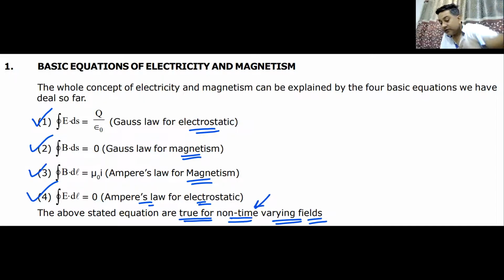Whatever fields we are talking about here, whether it is electric field or magnetic field, they should not vary with time. If they are varying with time, then these formulas are not valid because the formula changes. Do we understand this? Yes or no? I'll give you a minute to note down these four.